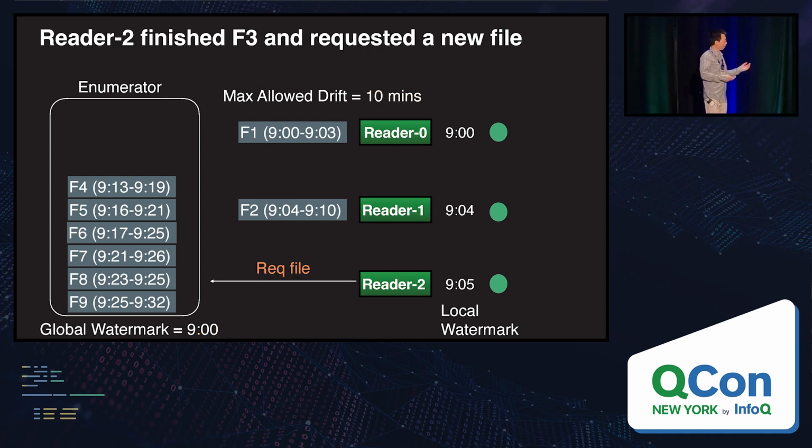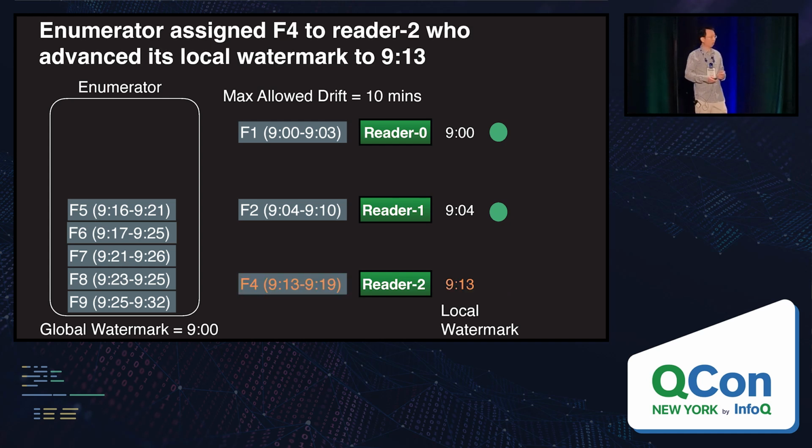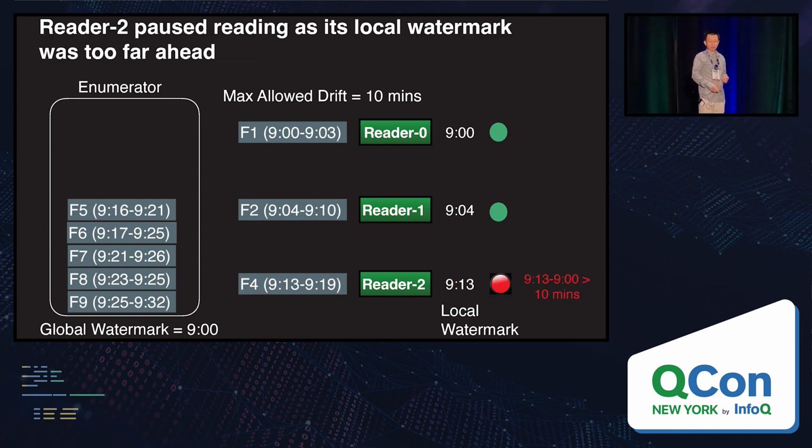Let's assume sometime later, reader 2 finishes the data file, so it's requesting a new file and got the F4 back. Now reader 2 will advance its local watermark to 9:13 because that's the minimum timestamp value from F4. But in this case, reader 2 needs to stop reading because its local watermark is too far ahead, because the max allowed drift is 10 minutes. So that's the throttling or alignment part.